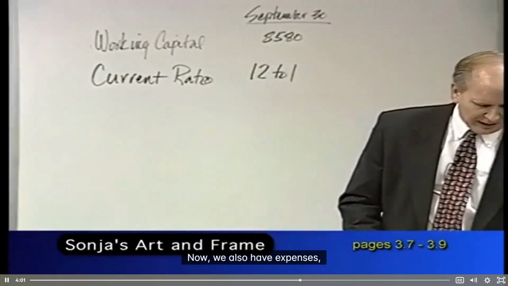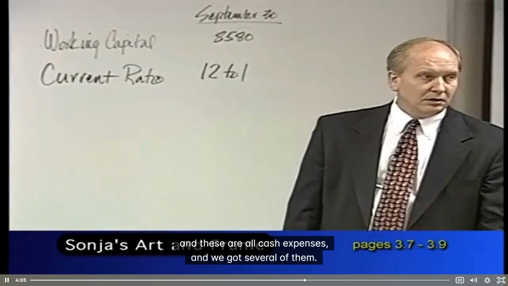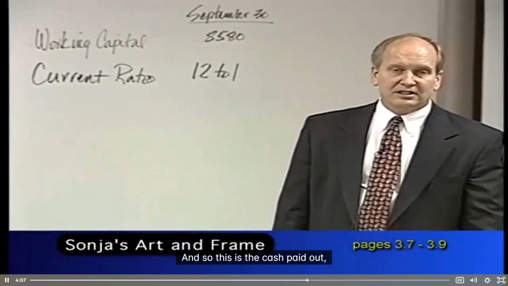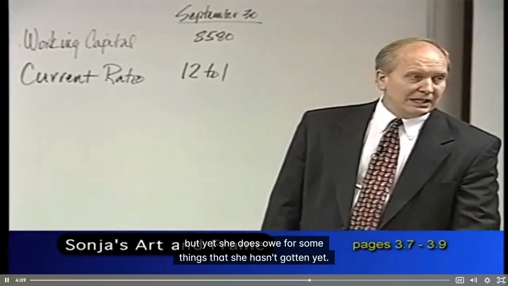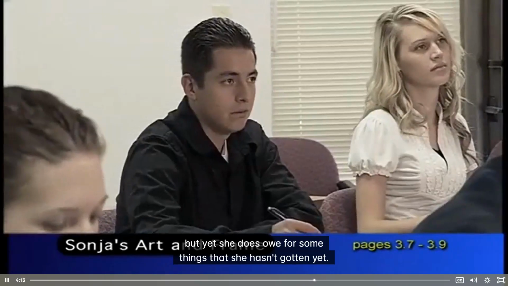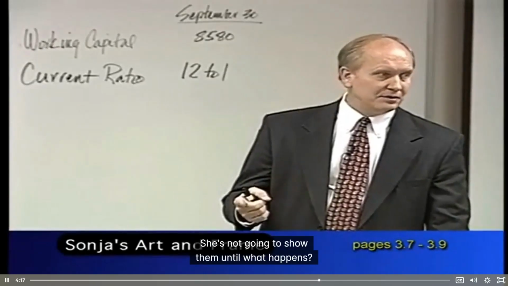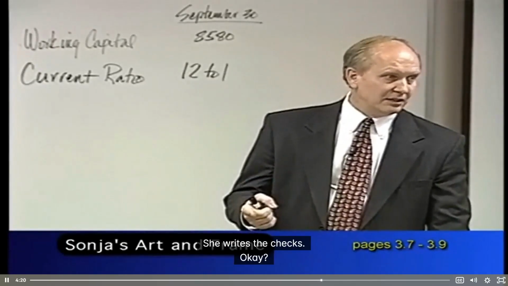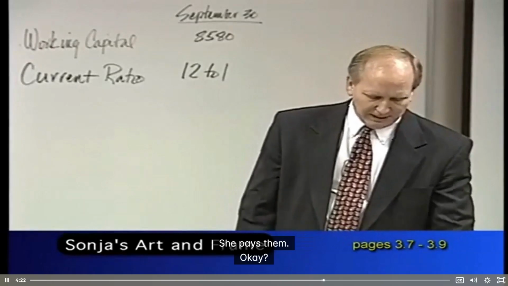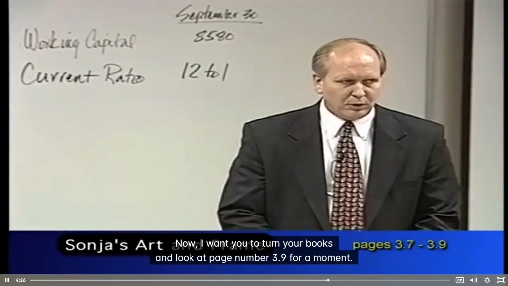Okay, now we also have expenses. And these are all cash expenses, and we have several of them. This is the cash paid out. But she does owe for some things that she hasn't paid yet. She's not going to show them until what happens? She writes the checks. She pays them.